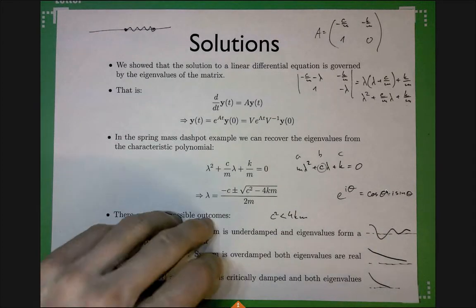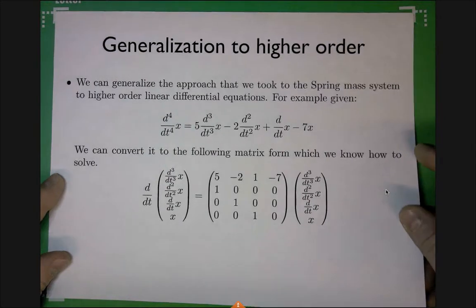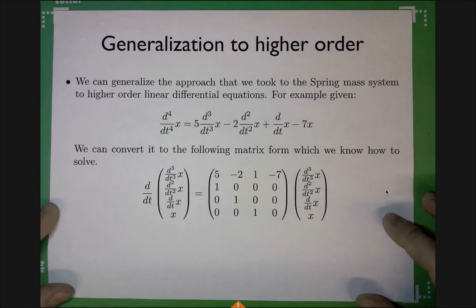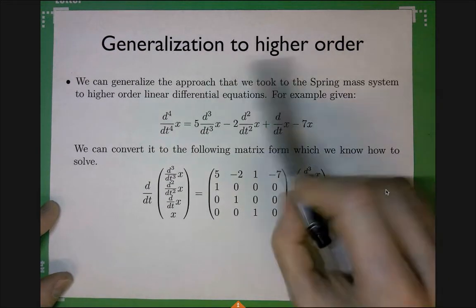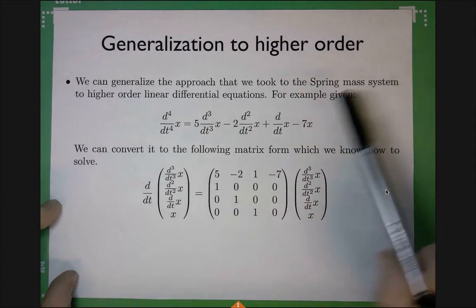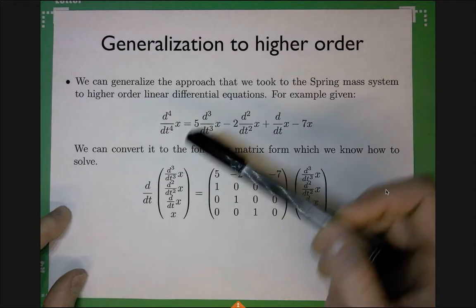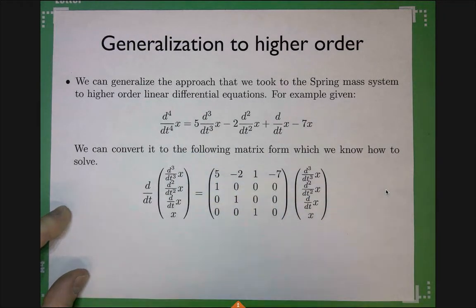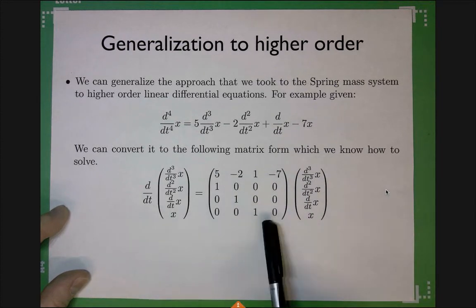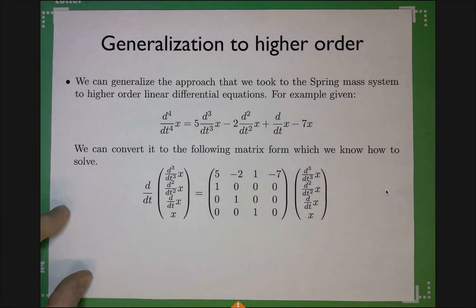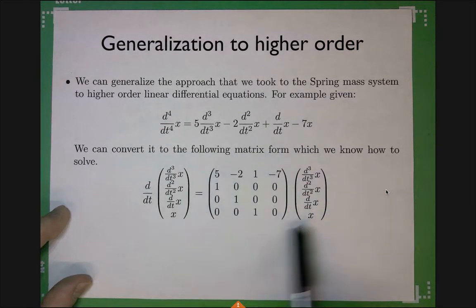Okay, by the way, the fact that this worked for a second order differential equation generalizes to higher order differential equations. So if I have a fourth order differential equation, no problem. I just introduce new variables for the higher order derivatives, and tie them together using a matrix like this, and then all I need to do is solve eigenvalues and eigenvectors of this larger matrix.